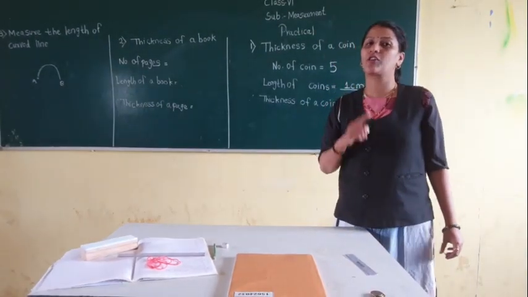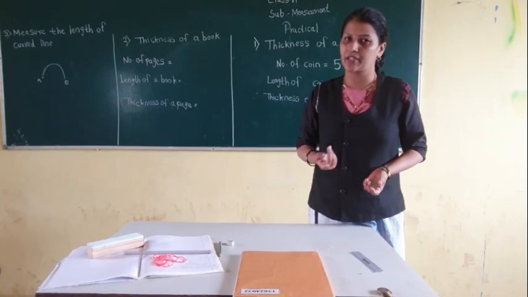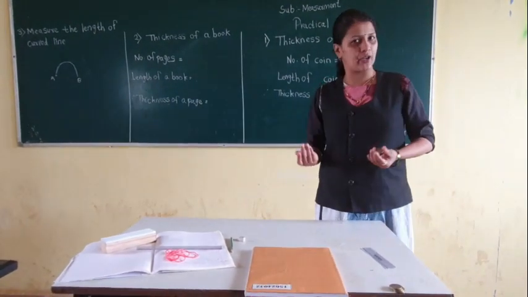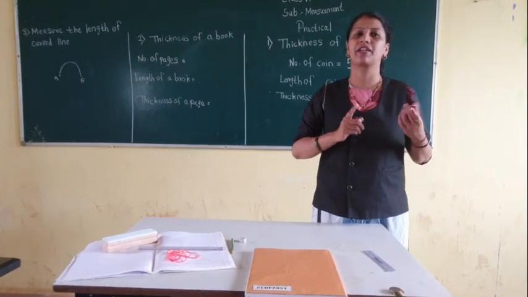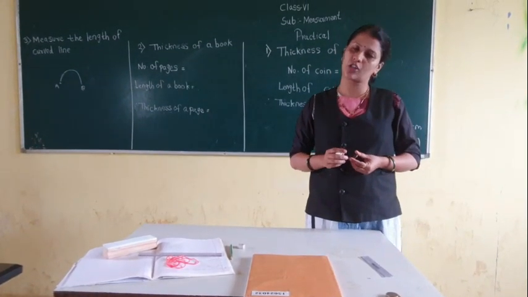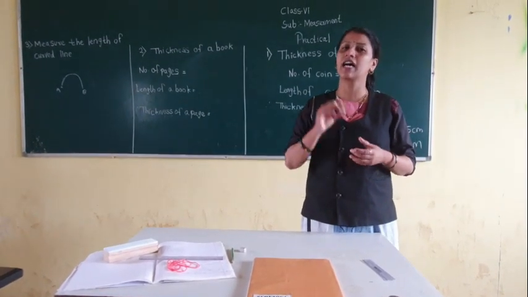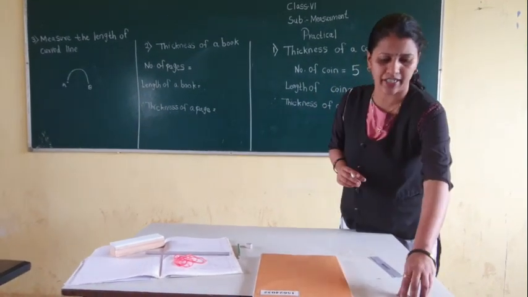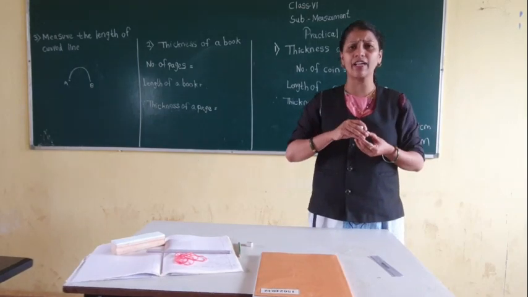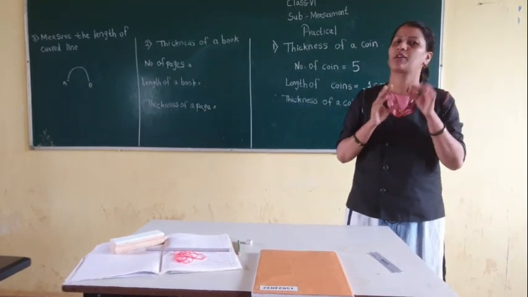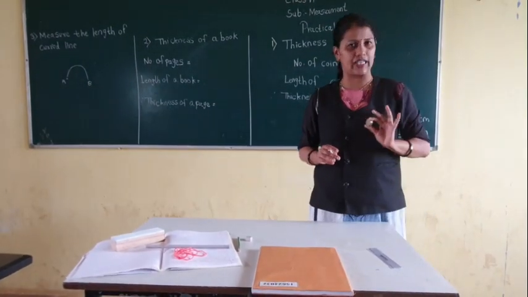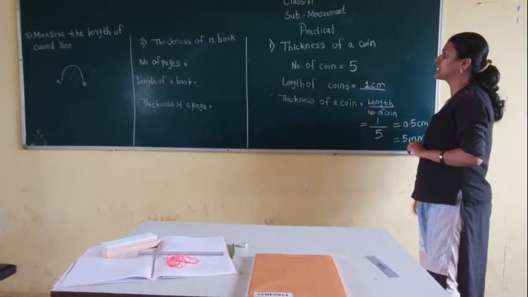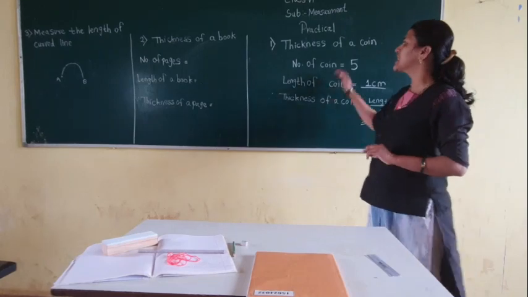So you can do this activity for a 1 rupee coin, 2 rupee coin or 5 rupees coin. The thickness will be different for different coins, but you have to use the same number of coins. Are you getting it? If you are taking 5 coins of 5 rupees, then you have to take 5 rupees coins only. Is that clear to you? I hope you have understood the thickness of a coin.